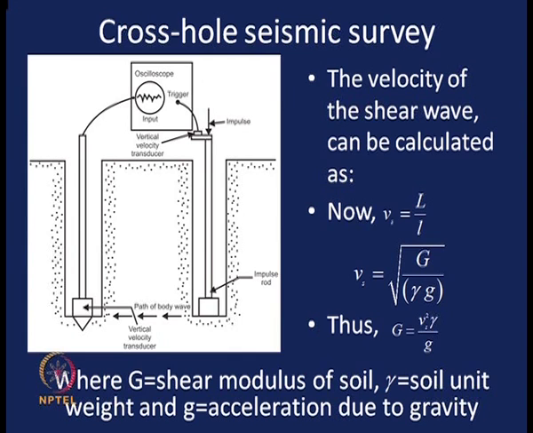that is the square root of G divided by gamma by g, where G is the shear modulus of the soil, gamma is the soil unit weight and g is the acceleration due to gravity. So, once we know the unit weight of the soil and the g value, and we know this velocity, by using this expression we can determine the shear modulus of that soil layer.